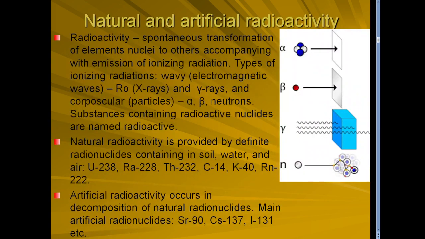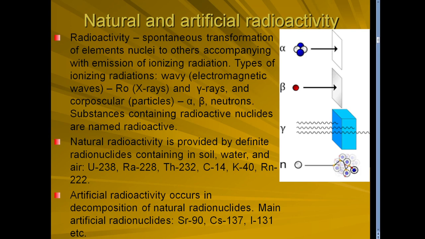And we continue discussion about some main basic concepts of radiation hygiene. And now radioactivity. Radioactivity is the spontaneous transformation of elements' nuclei into others, accompanied by emission of ionizing radiation. Types of ionizing radiation are wavy, electromagnetic waves, here X-rays and gamma rays, and corpuscular or particles: alpha particles, beta particles, neutrons.